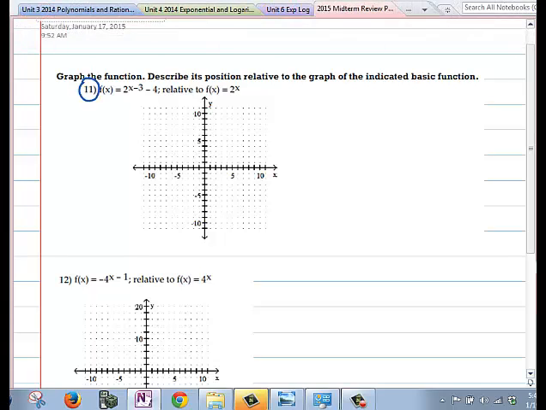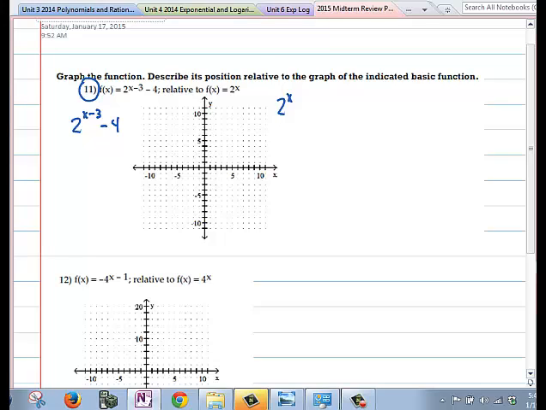In the first one, they want us to compare or describe how the function 2 to the x minus 3 minus 4 is positioned relative to 2 to the x. So remember, you can always use a table. You have access to your note card. There are lots and lots of things that you can do to help you get through this problem.